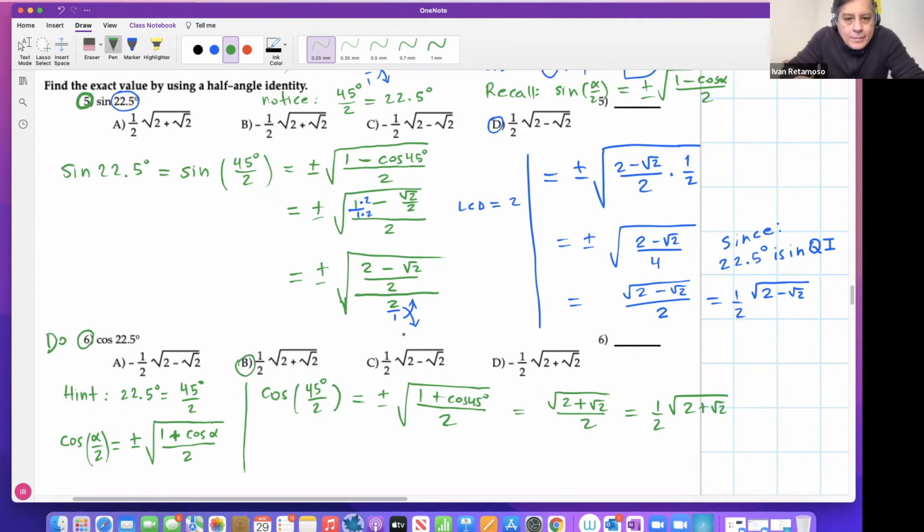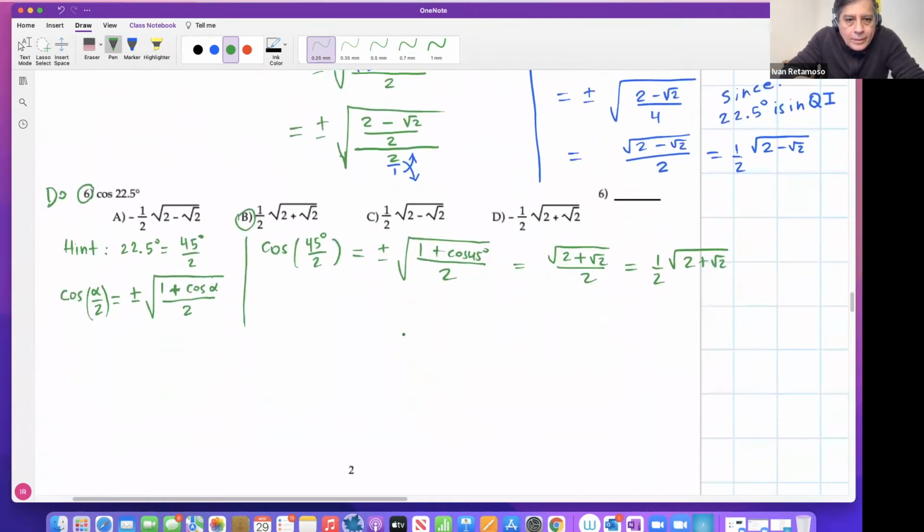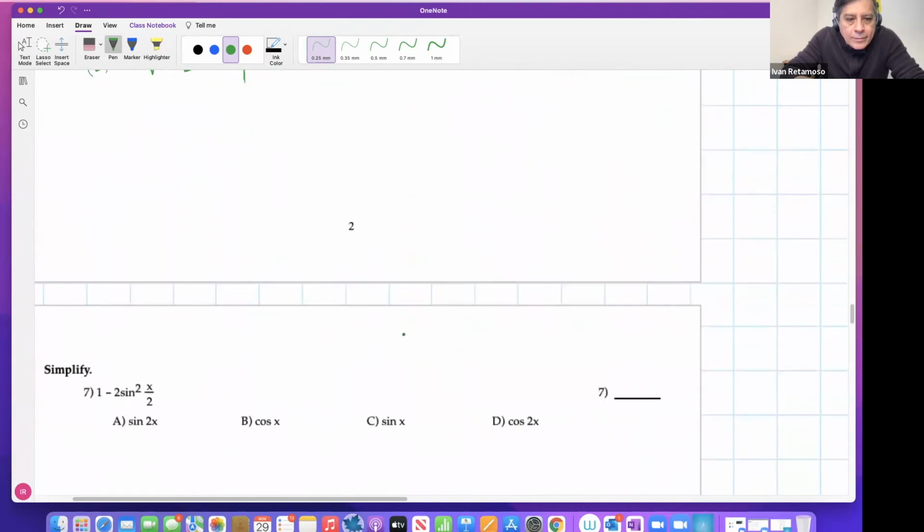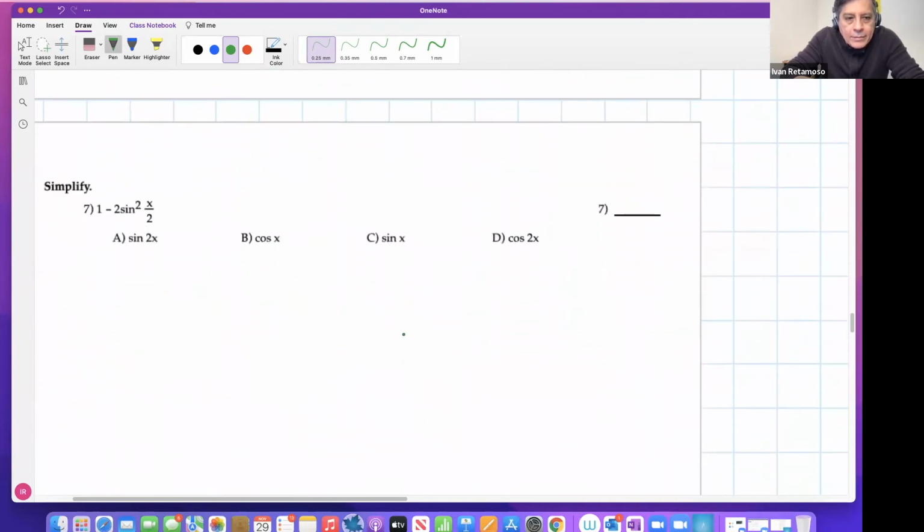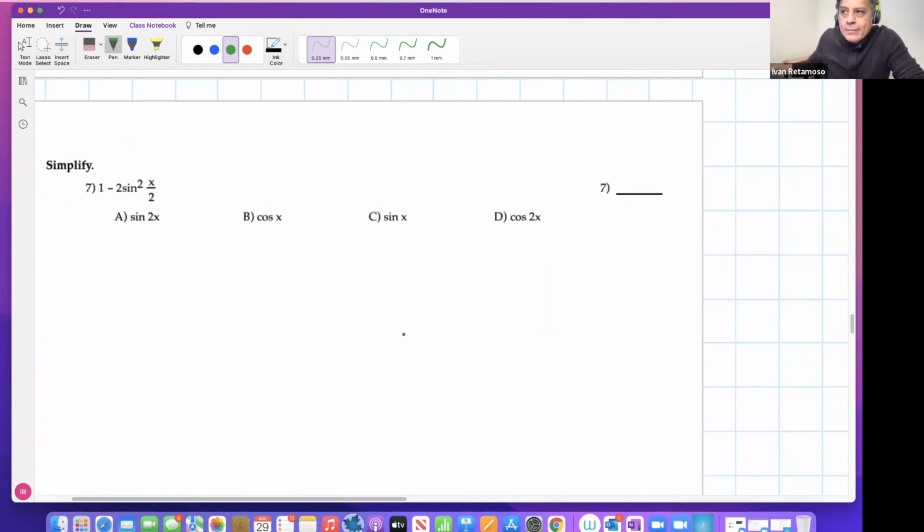All right, let me explain now what to do for some other forms. For example, what to do if they ask you to simplify this, number 7. I'm going to show you, okay? Sometimes they might ask you for some simplifications, and then we'll do together number 8. Suppose they say simplify this: simplify 1 minus 2 times sine square of x over 2.